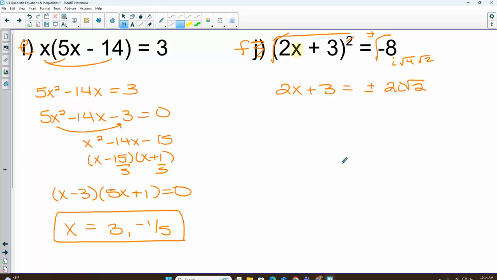All right, I'm trying to get x by itself. Next, I have to subtract over my 3. These aren't like terms, so you can't actually combine them. We're going to keep our answer in standard form, a plus bi. So I'm going to put the real number, the negative 3, plus and minus my imaginary term, 2i radical 2.